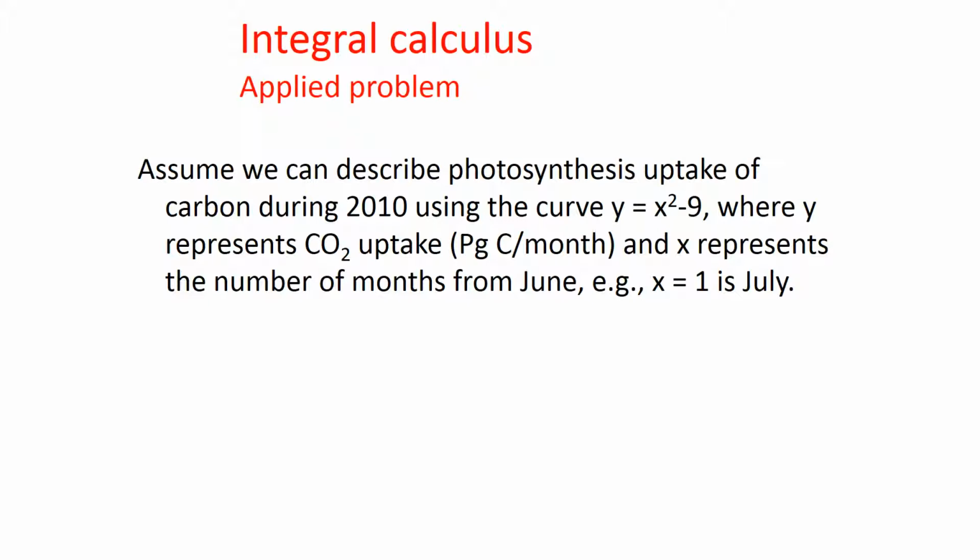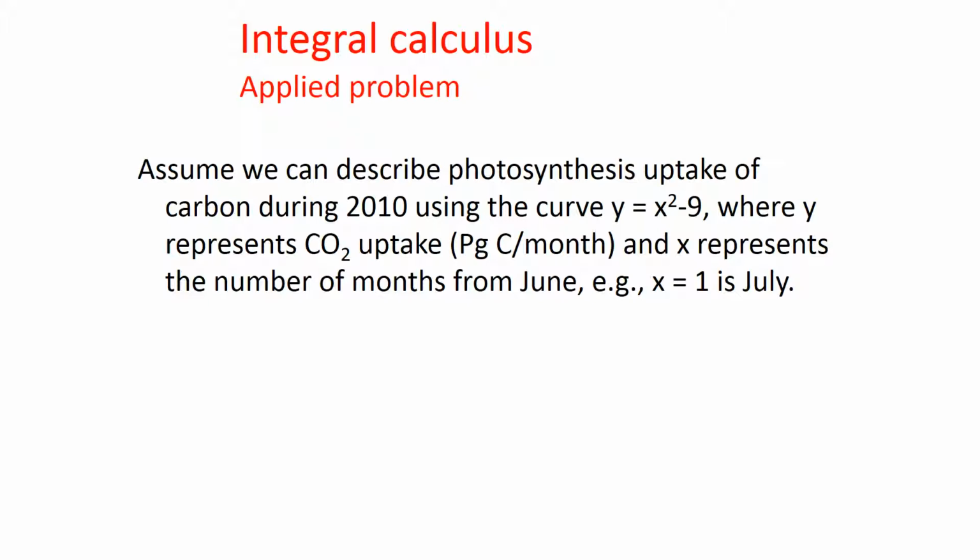So, assume we can describe photosynthesis uptake of carbon during some year, doesn't matter what year, using the curve y equals x squared minus 9. So, where y is the uptake, and you can see that's amount of carbon per month. Okay, so that's a rate. So the uptake of carbon from the atmosphere is that equation there, and it tells you something about what x represents in terms of number of months from June.